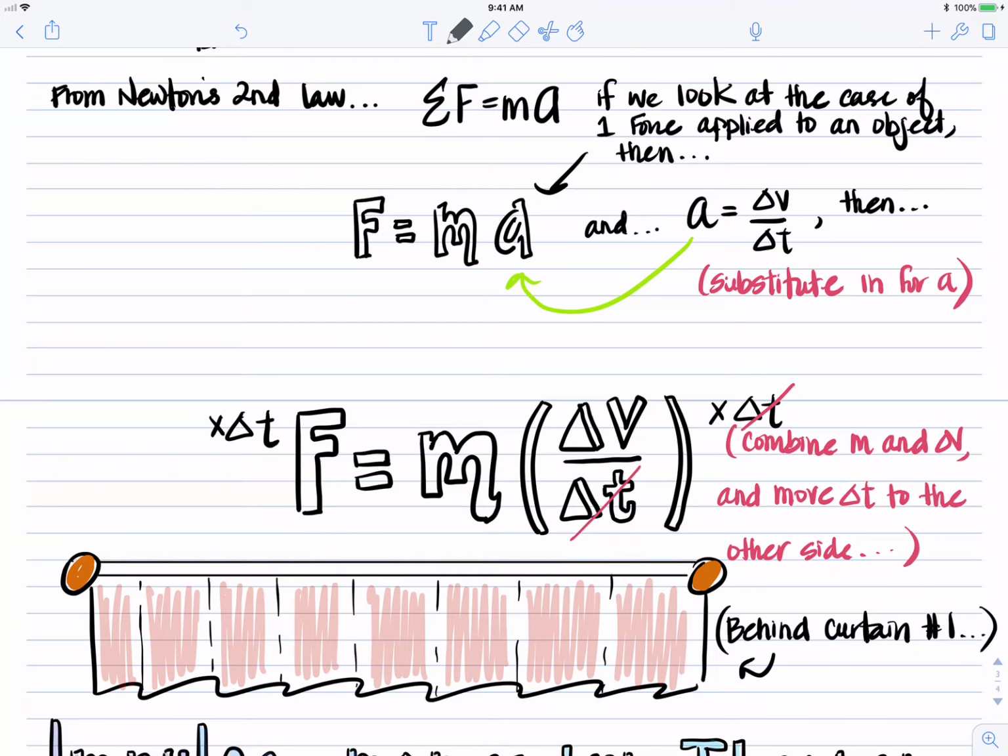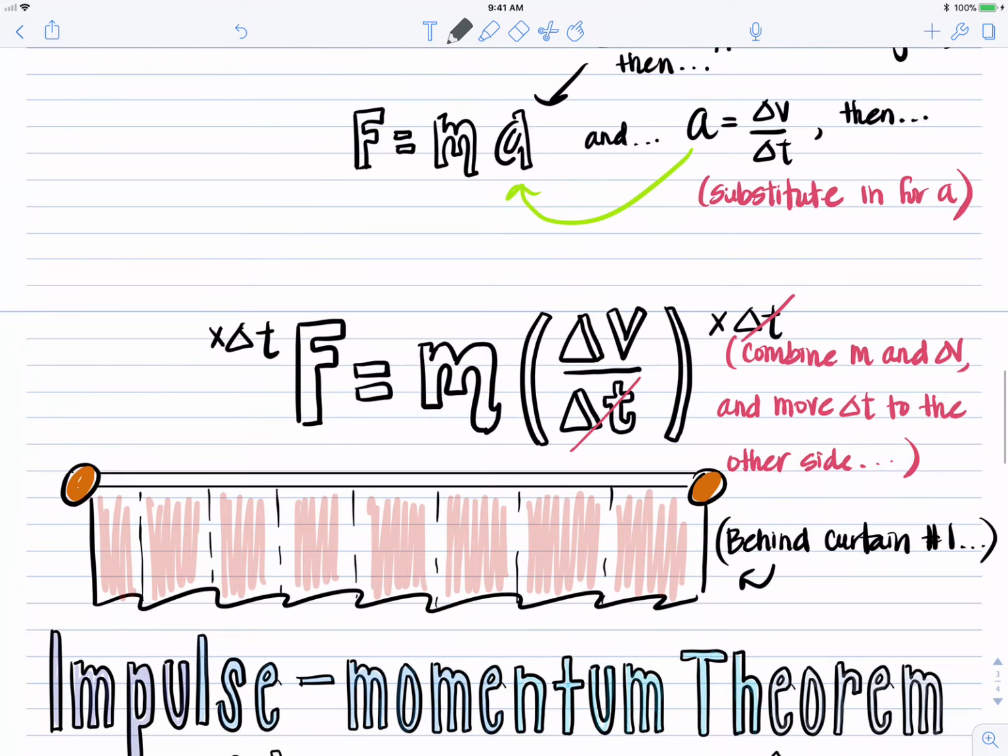So from Newton's second law, we start with net force equals ma. And we substitute in delta v over delta t for acceleration. And then we get the expression F equals m times the quantity delta v over delta t. Combining m with delta v and moving delta t to the left side of the equation so that it is now with force leads us to our very first theorem of this chapter. Behind curtain number 1, we see impulse momentum theorem.